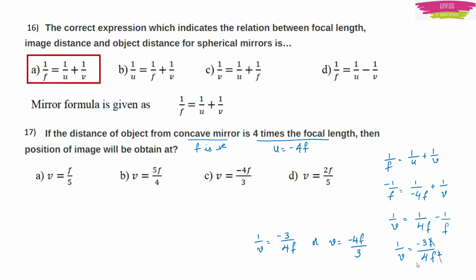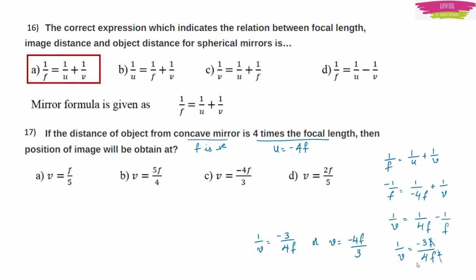Remember, for a concave mirror, the focal length will be negative and the distance between the object and the mirror will also be negative because of our coordinate axis funda. You have to remember that. Now apply the mirror formula and substitute the values. 1 by f is equal to 1 by u plus 1 by v. Substitute the values. You will ultimately get that 1 by v is equal to minus 3 by 4f.